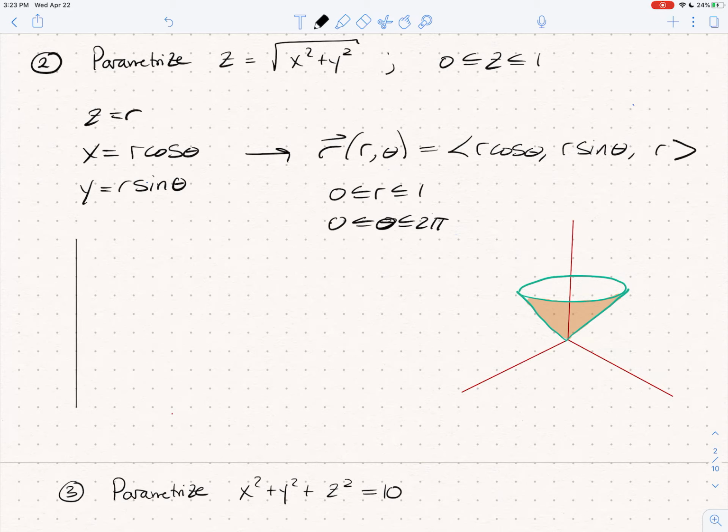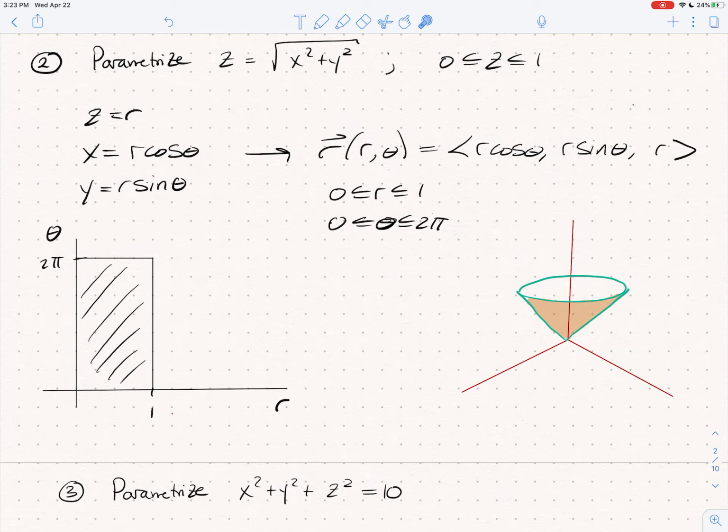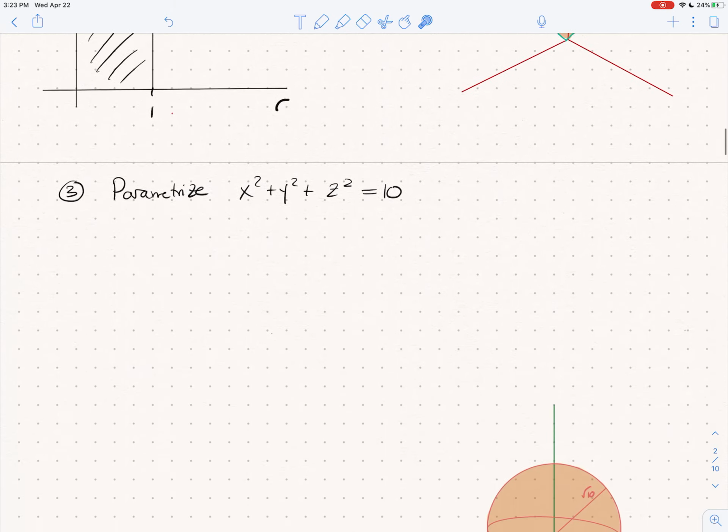And so it's nice to graph the bounded region that your two variables are allowed in. So here we'll think of this as the r-axis, and this is the theta axis. So r can go out to 1, and theta can go up to 2 pi, and so we just get this rectangle, and that is the area that you're allowed to pick points from. And when you pick a point somewhere here, it corresponds to a point somewhere on the side of this cone. So that's one example. Let's do another one.